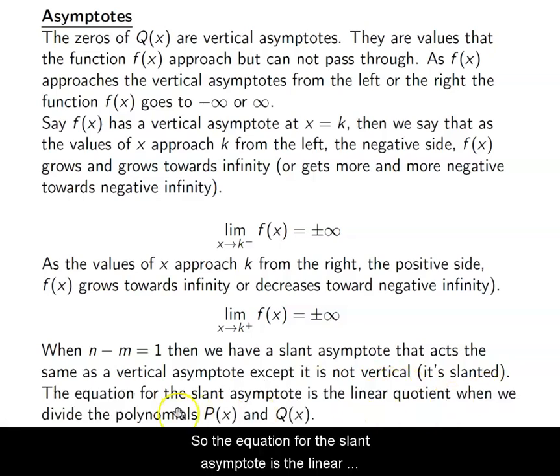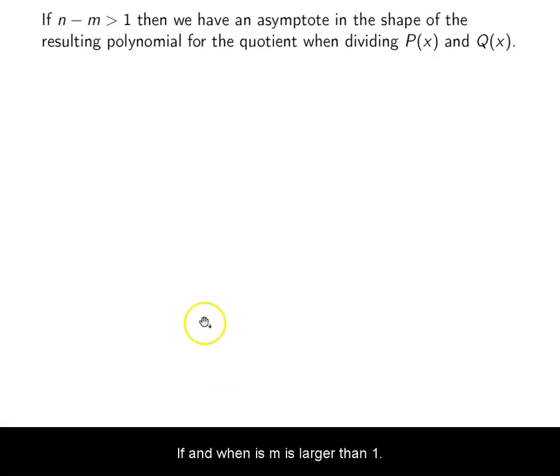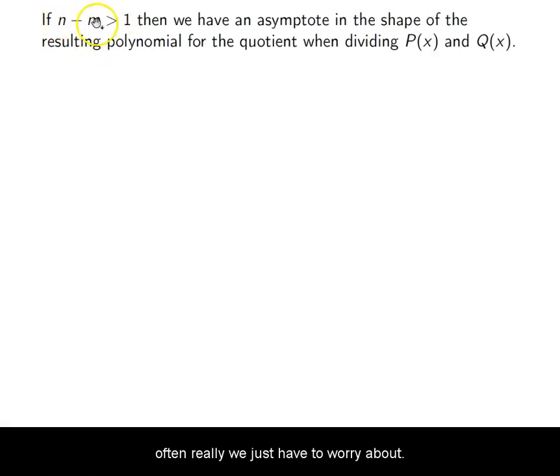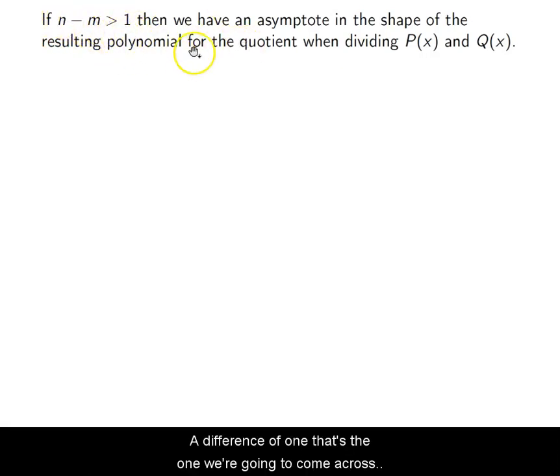So again, it's slanted. The equation for the slant asymptote is the linear quotient when we divide these two polynomials by each other. If n minus m is larger than 1, then we have an asymptote in the shape of the resulting polynomial for the quotient when we're dividing p of x by q of x, but we don't really have to worry about that. That's not going to pop up too often. Really, we just have to worry about a difference of 1. That's the one we're going to come across a lot, but it's very possible that we have a quadratic asymptote, so it takes the shape of a quadratic. We're going to do some examples, but I'll look at even more examples on Desmos towards the very end of this video, so we can play around a little bit faster than we normally do.